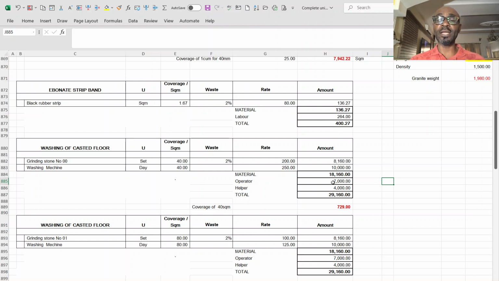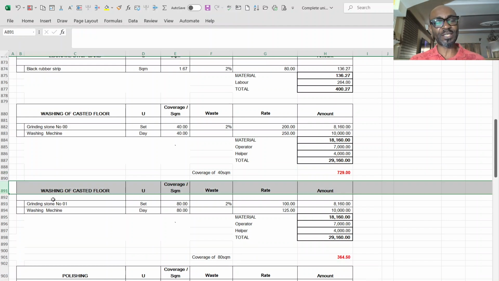naira 0 kobo. Then the cost for operator per day and the cost for his mate per day is 7,000 and 4,000. By the time you sum the three figures, you now have 29,160 naira 00 kobo for the cost for washing of 40 square meter. So now if you divide the 29,000 by the coverage, which is 40 square meter, you have 729 naira 0 kobo per square meter.